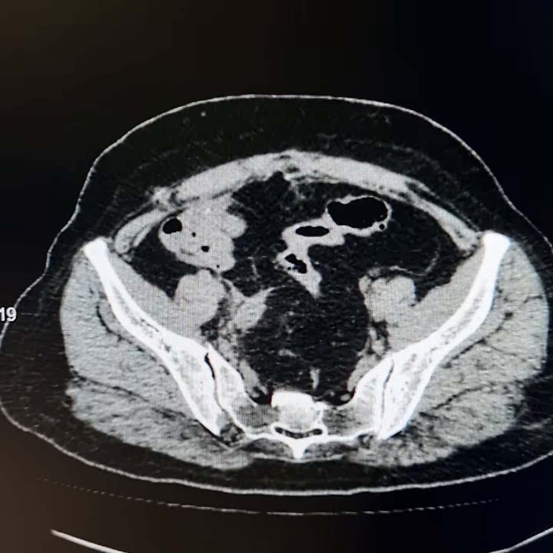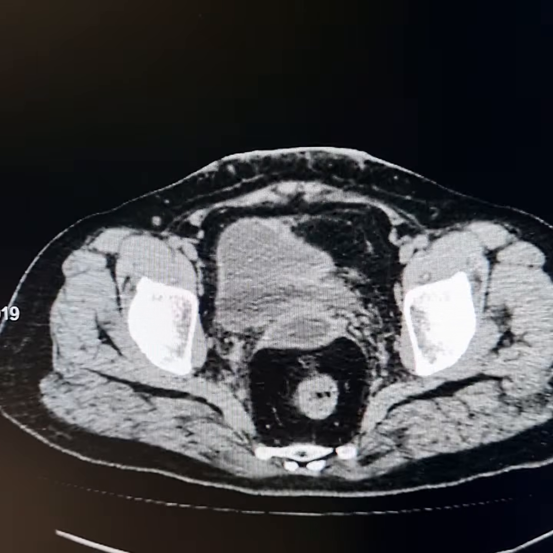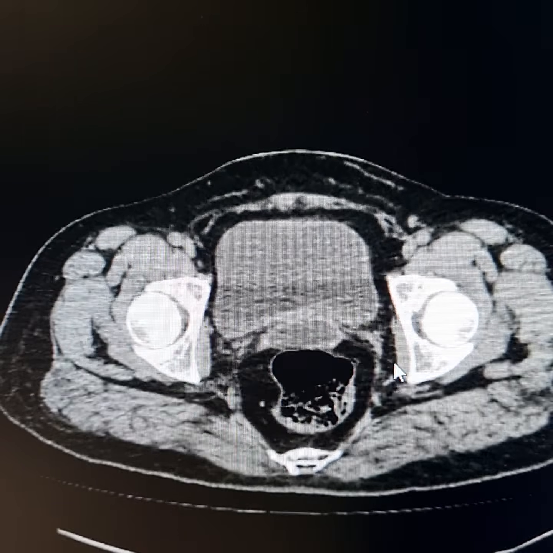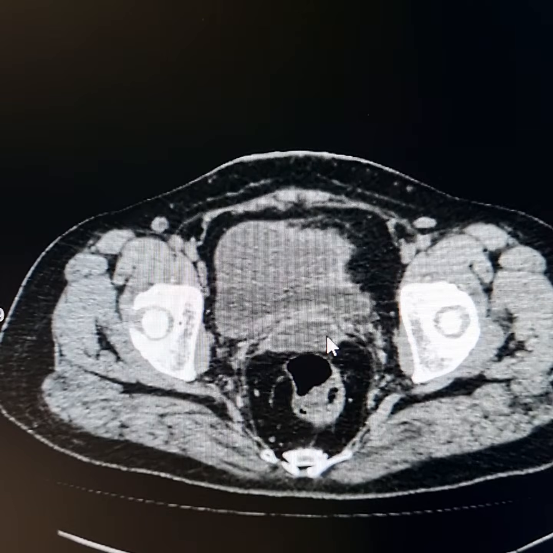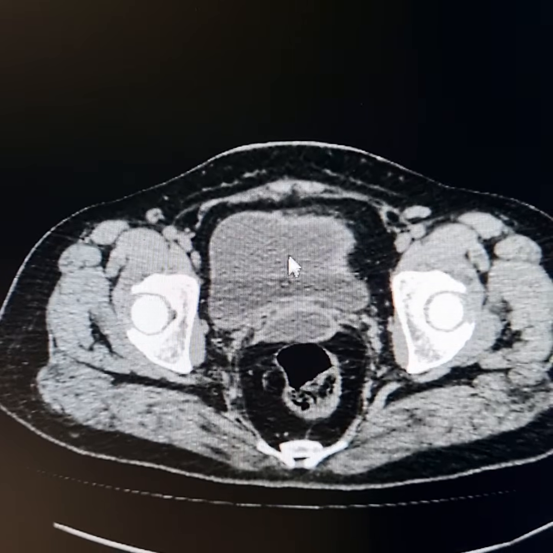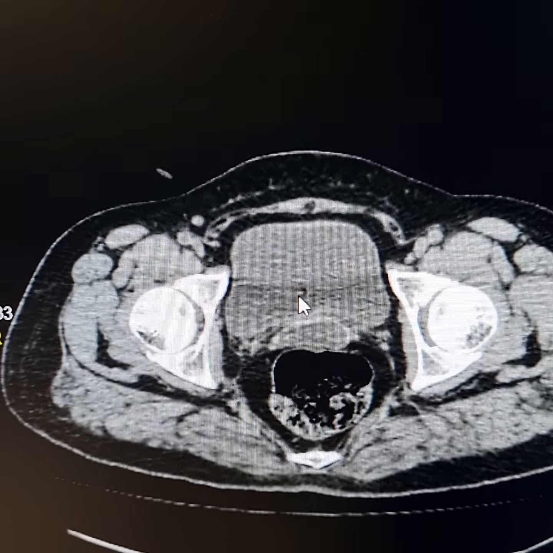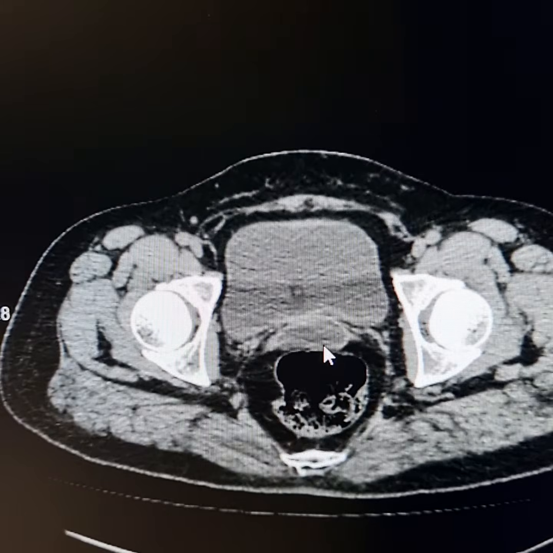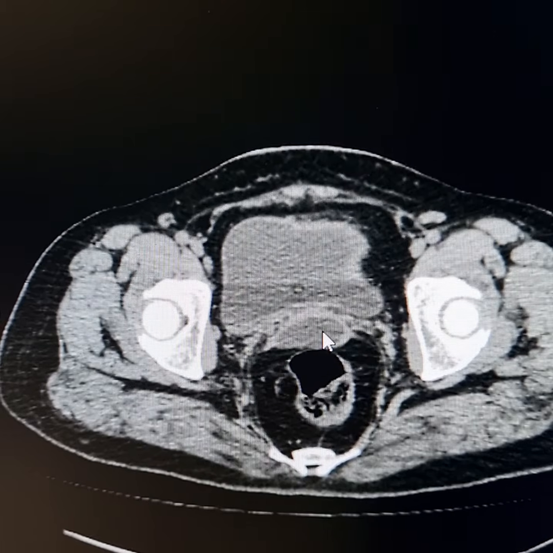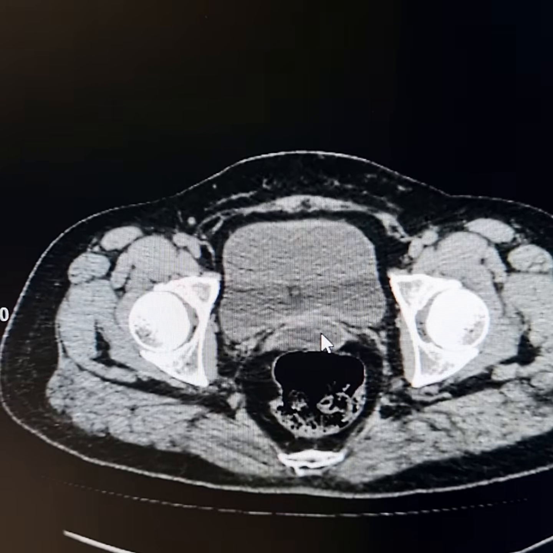Now this is the plain scan. Please observe, this is the urinary bladder, and the Foley's catheter tip. Now this is the vagina, and fluid is present in the vagina.